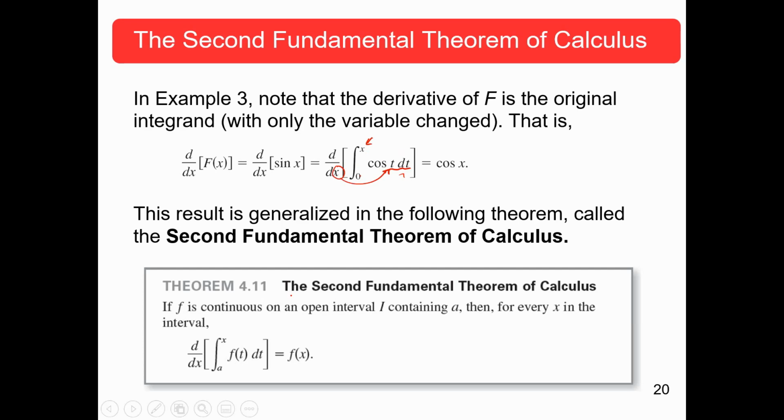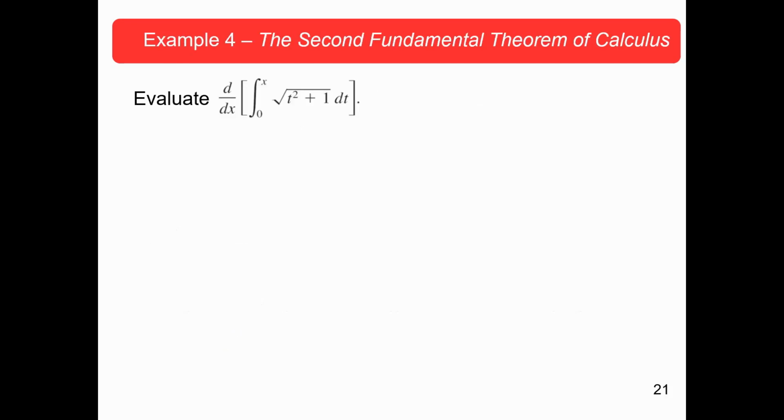And that's what the second fundamental theorem of calculus really says: if you take the derivative of a function of a different variable, as long as your limit of integration is the variable that you're taking the derivative with respect to, then all you're going to do is just change that variable to that one. An example, the derivative of the integral of square root of t squared plus 1 dt from 0 to x. Since this and this are the same, I can just change this to square root of x squared plus 1.